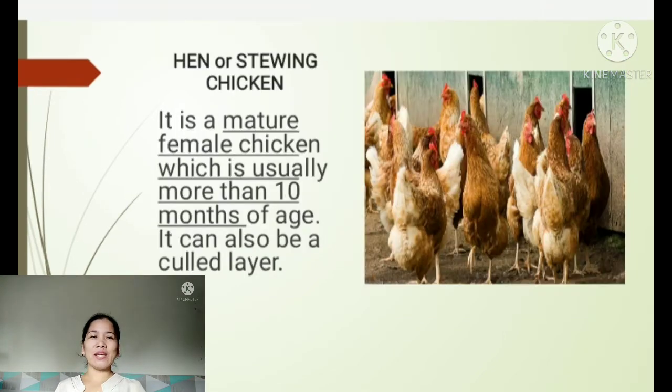Okay, next. We have hen or stewing chicken. Sa Tagalog ay inahin. It is a mature female chicken, which is usually more than 10 months of age. It can also be a cold layer, o yung tinatawag nating inahin. So, pagtapos na siyang mangitlog, ang tawag na natin ay cold layer.